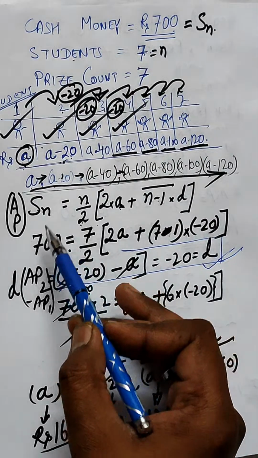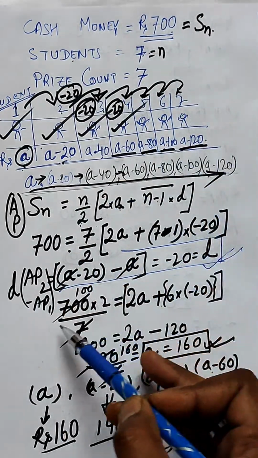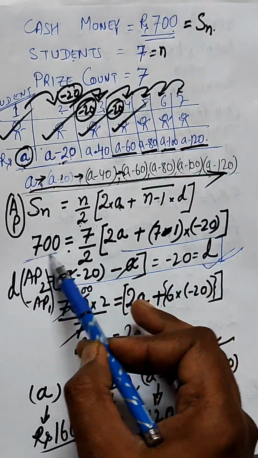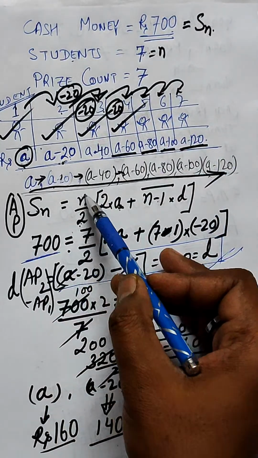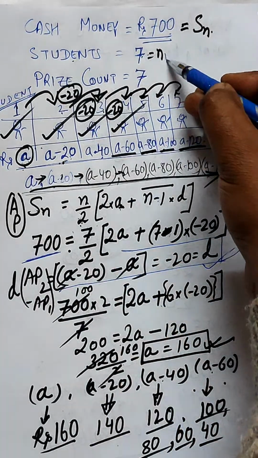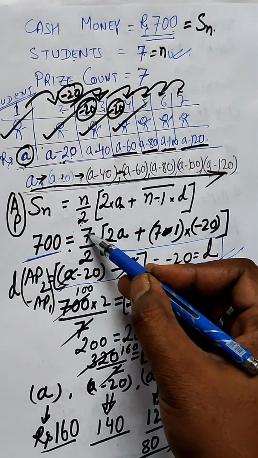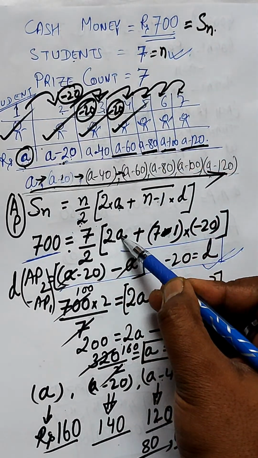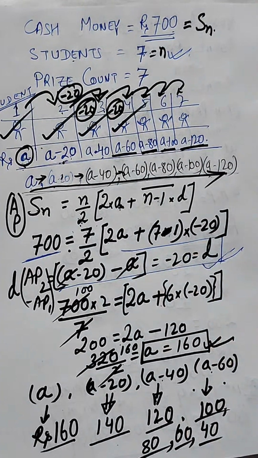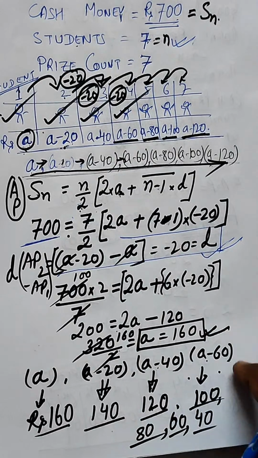Now put the value of Sn as 700. On the LHS it will be 700, and n will be the number of students. What is the number of students? Those are 7, sorry, 7, and a is the only variable over here. Just solve it. How will we solve it?